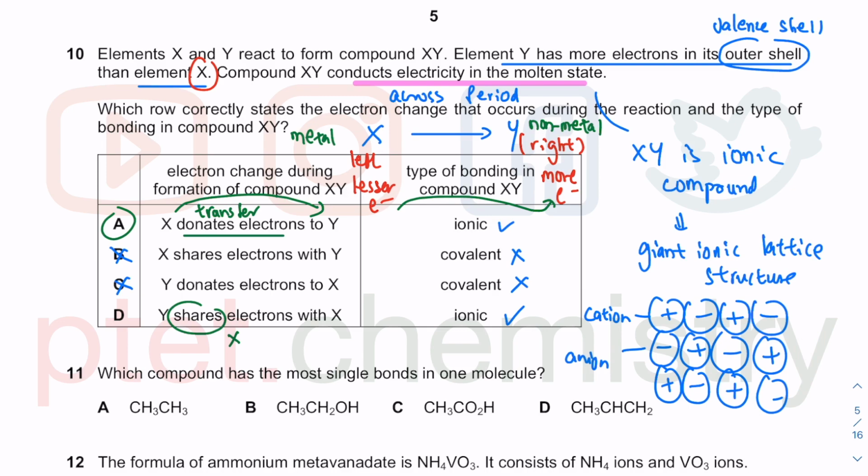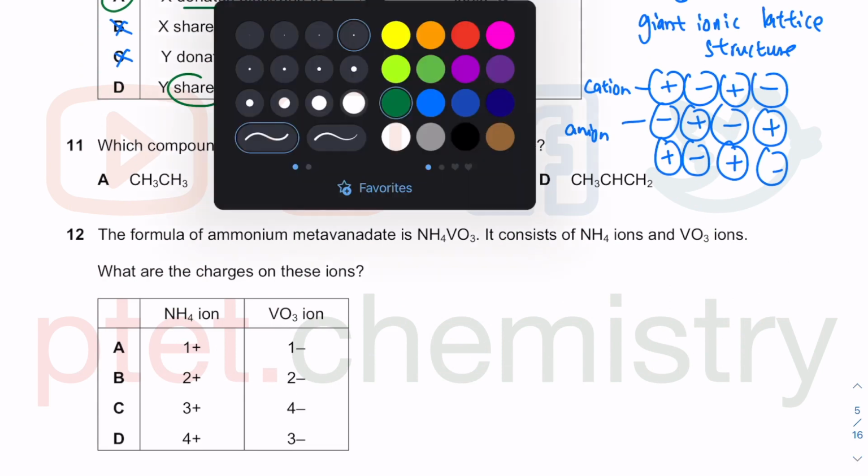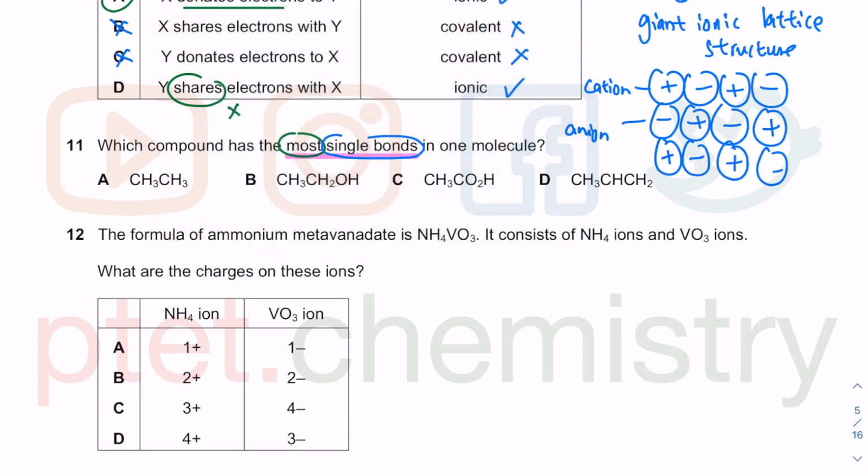That's why we have ionic compounds of slightly different formulation there. Question 11, we're looking at the most single bonds. The most means you've got to count the number of single bonds and see which one has the most. Well, you've got to draw it out.